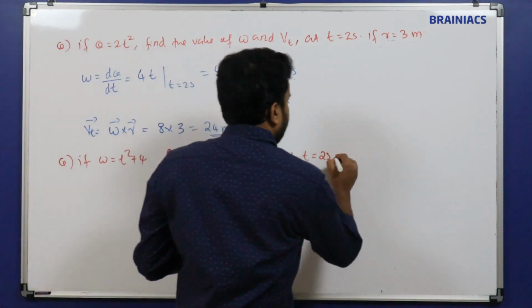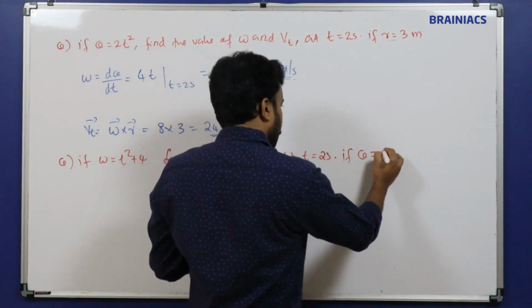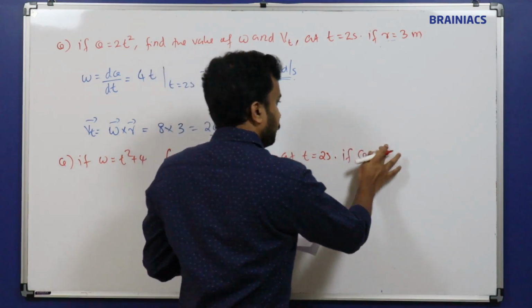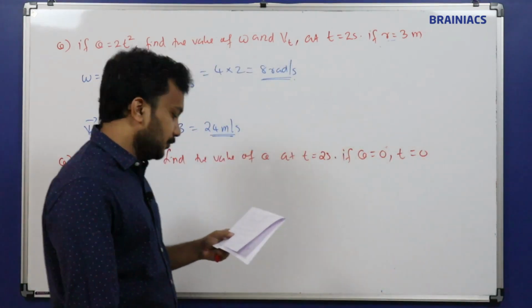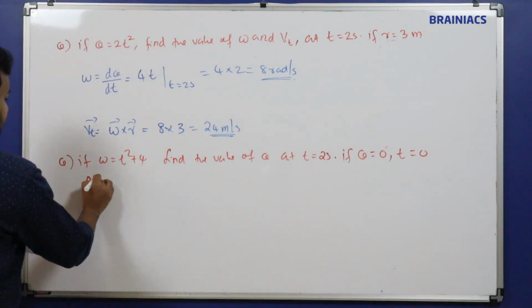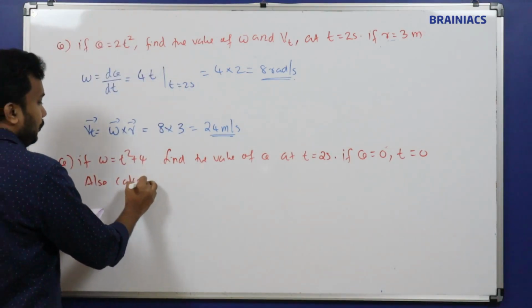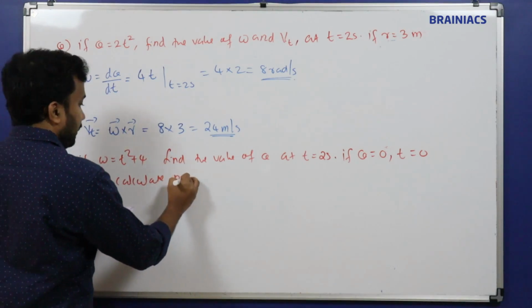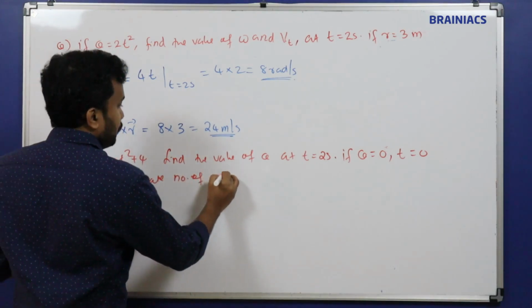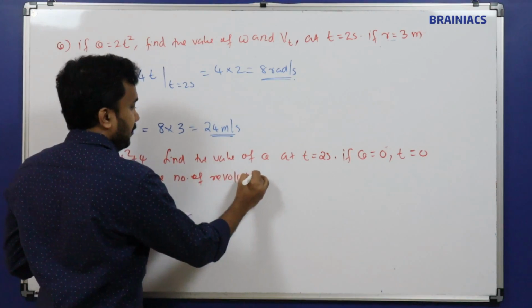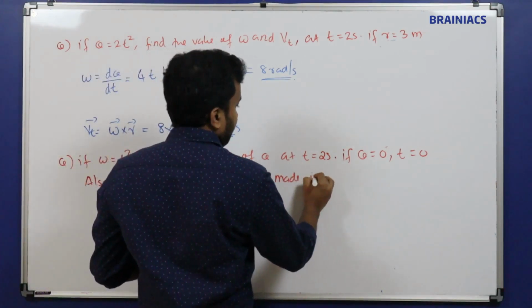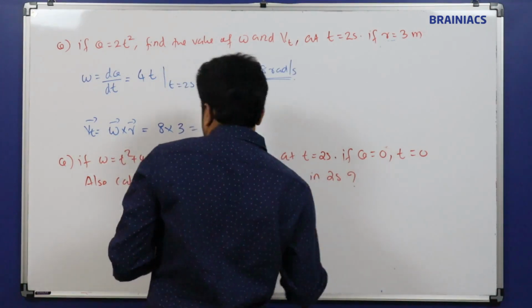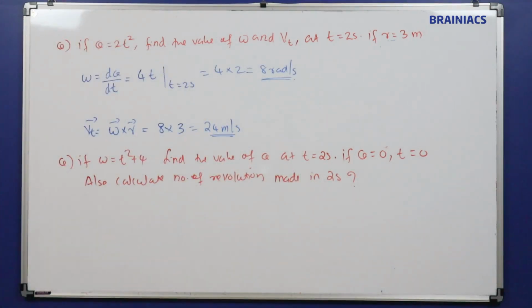The question is, if theta is equal to 0 at t equal to 0, also calculate the number of revolutions made in 2 seconds.